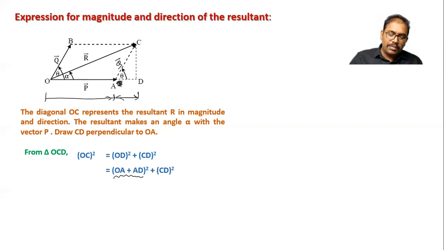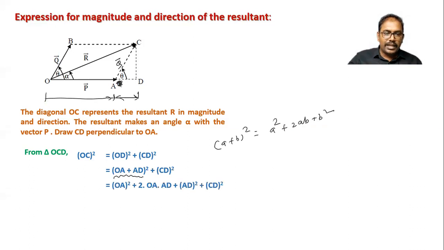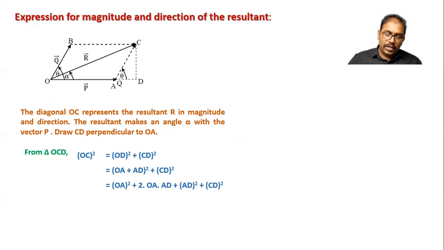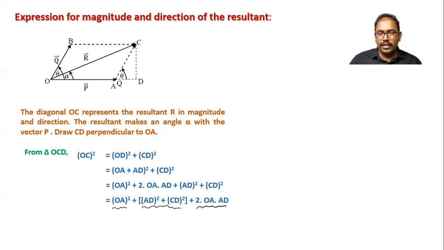Now we can use the (A plus B) whole square expansion. You know that it is A square plus 2AB plus B square. By using that, I can write OA square plus 2 OA into AD plus AD square, and this CD square as it is. Then you can see this AD square plus CD square. I rearrange the terms and write AD square plus CD square, OA square as it is, and 2 OA AD at the end.